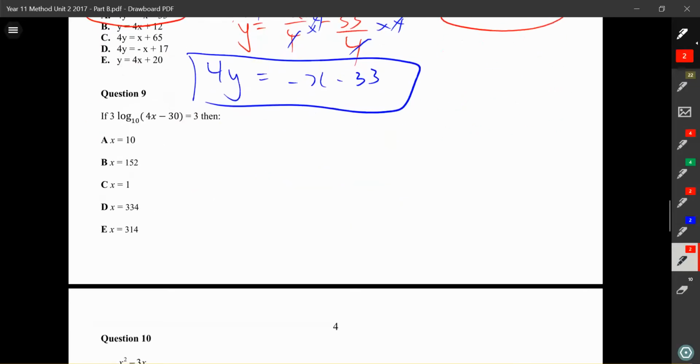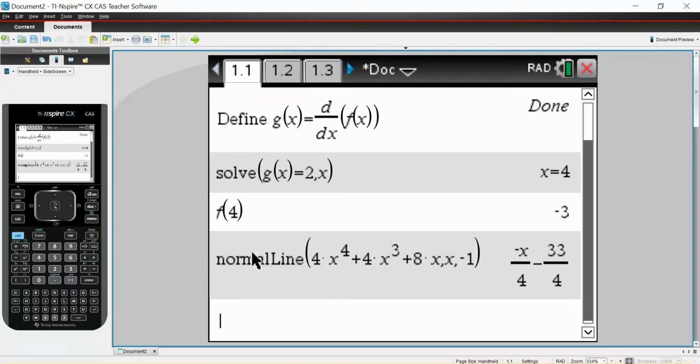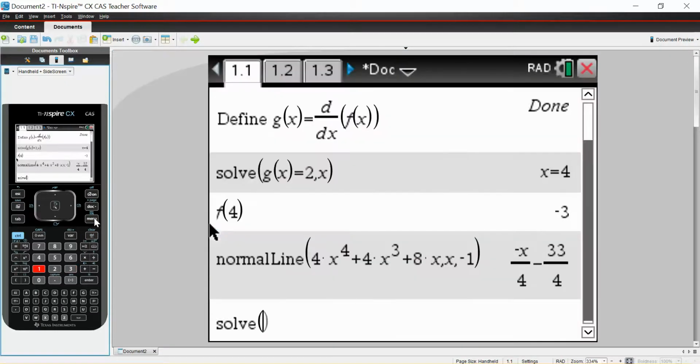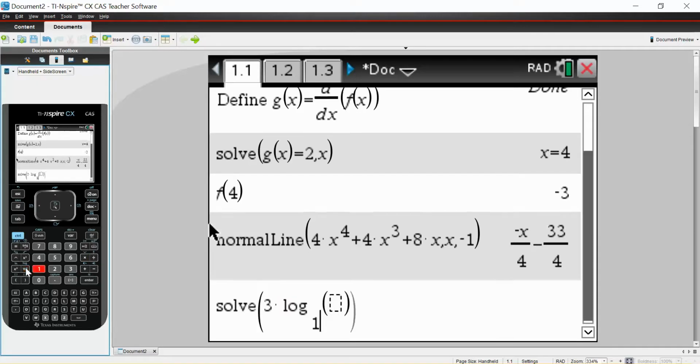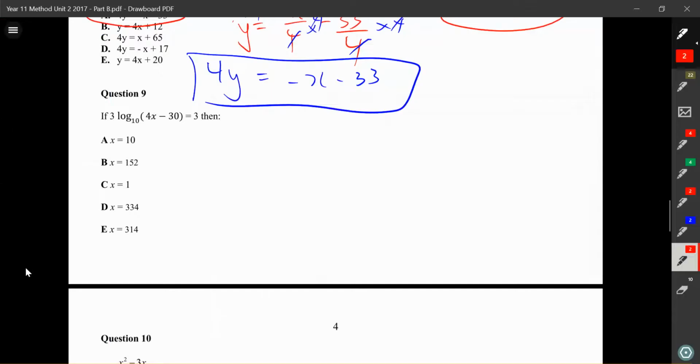Next one, 9. If 3 log 10 of 4x minus 30 is equal to 3, then they're obviously trying to solve for x. Then just type it in your calculator. Menu 3-1. So menu, solve, algebra solve 1. What's the equation? It's 3 multiplied to log base 10 of 4 times x minus 30. Move the cursor, equals 3, comma x. Bam. X equals 10. Woo!